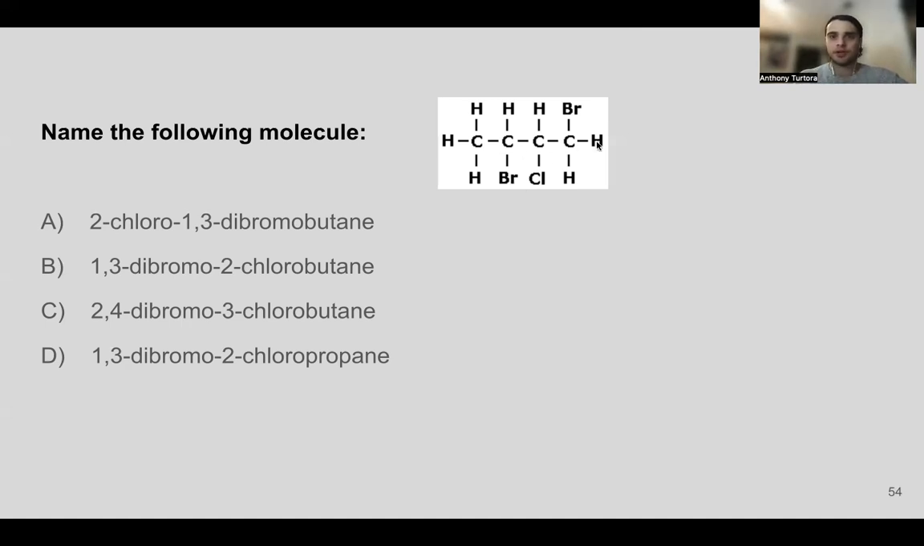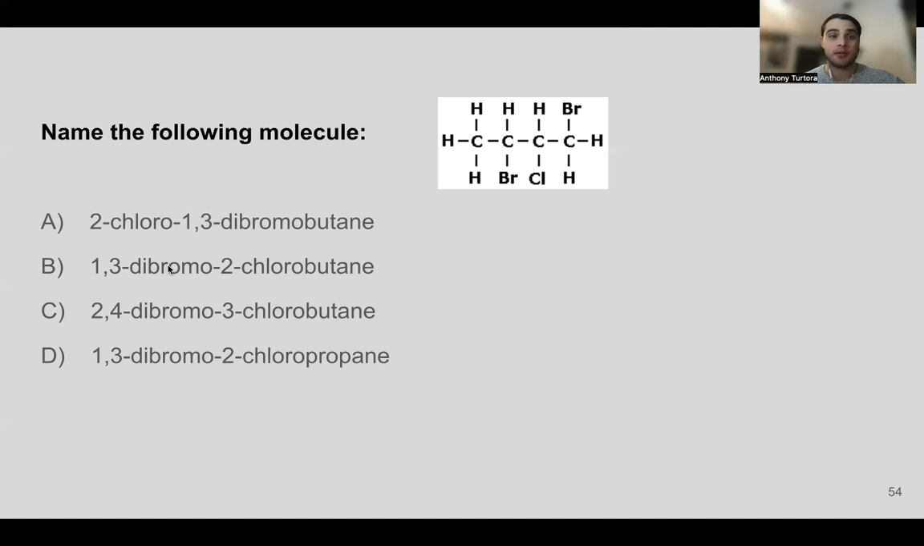But which end do I start at? So I'm going to start at the one that is going to decrease the numbers of my higher atomic number substituents. So I'm going to instead not start at this end, I'm going to start at this end. So therefore, I'm going to have 1, 3 dibromo, and that's where I'm starting.